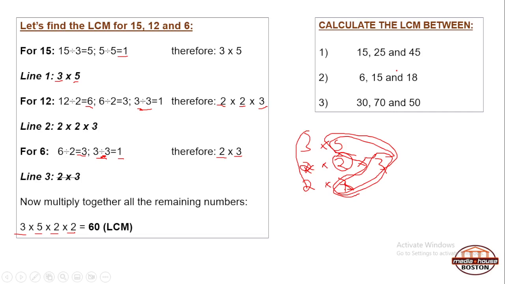Okay. I also check the time so that we see that time is on our side. So let's start with the first one. Here's an activity. Calculate the lowest common multiple between 15, 25, and 45. And then the one for 16, 15, and 18.